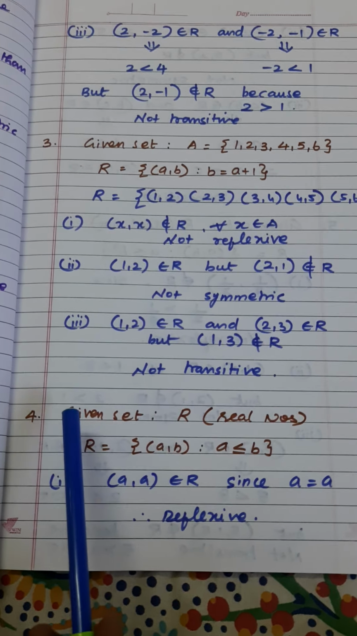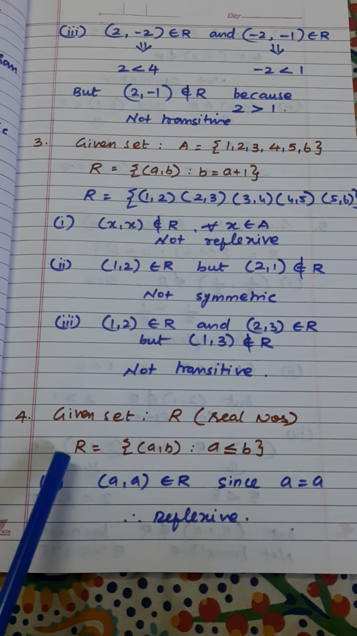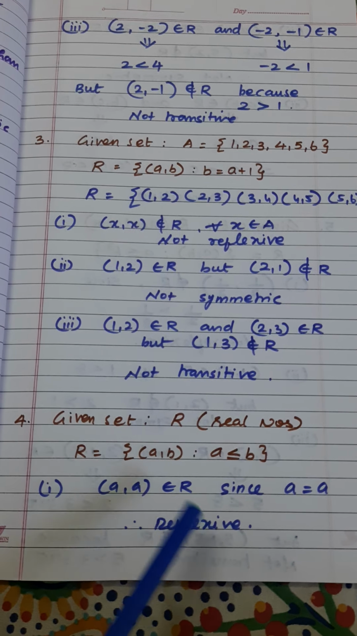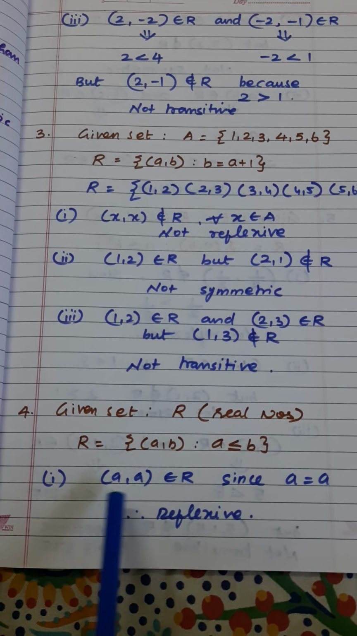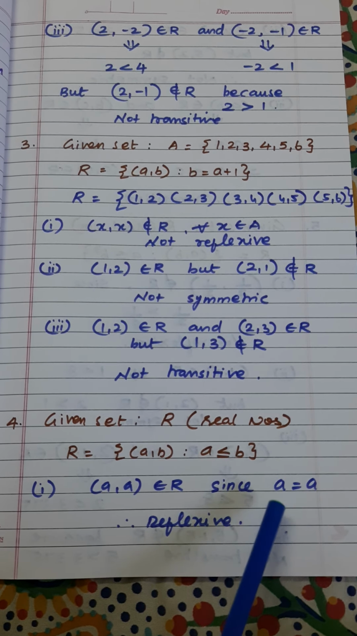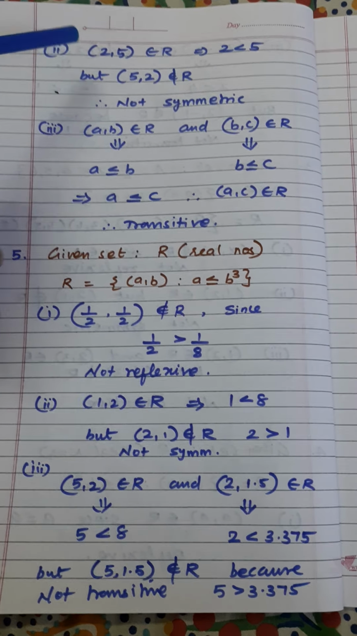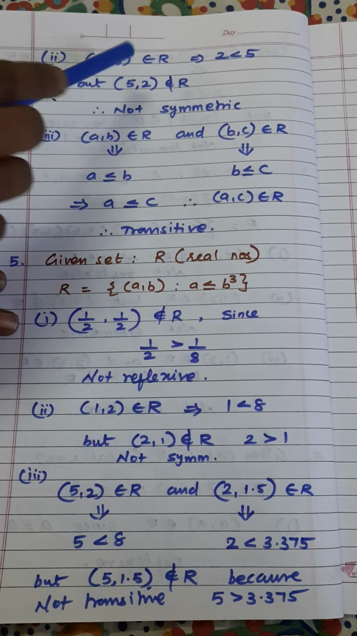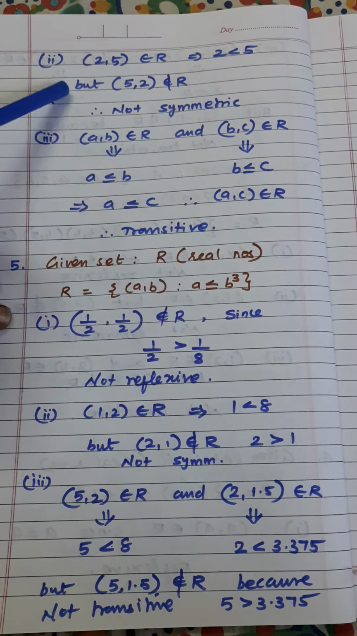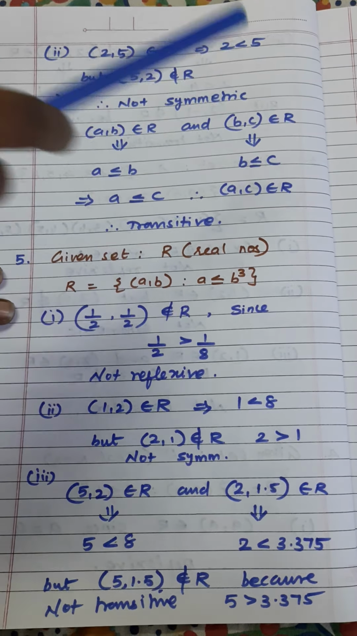Now we'll discuss question number 4. Given set is the set of all real numbers and the given relation is (a, b) such that a is less than or equal to b. We are going to take the same number, that is (a, a) belongs to R because a equals a, hence it is reflexive. (2, 5) belongs to R, which implies 2 is less than 5. But (5, 2) doesn't belong to R because 5 is greater than 2, so it is not symmetric.